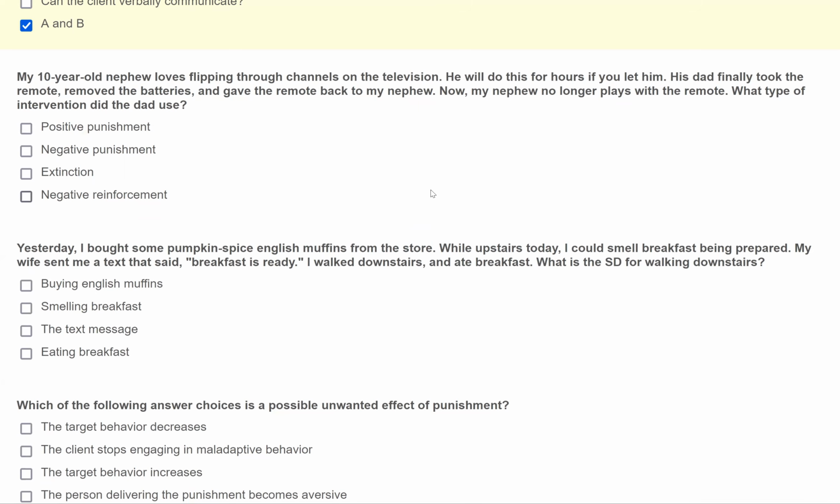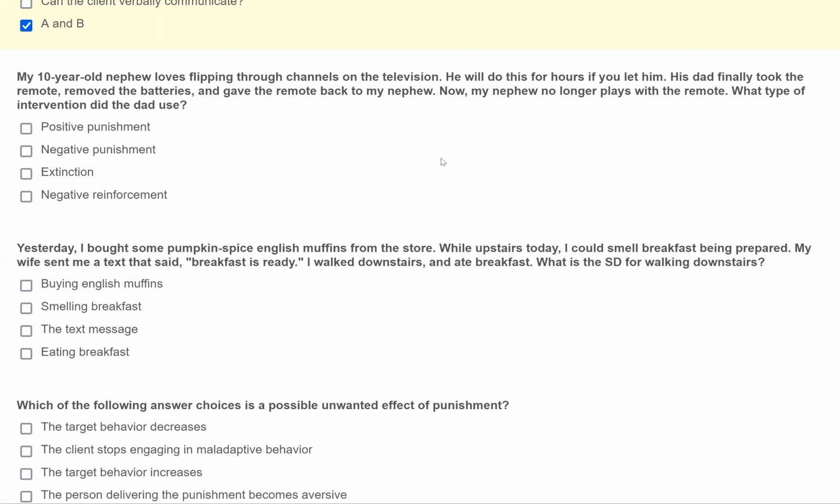A, positive punishment. Positive means what? It means we added something. Did the dad add anything to the scenario? He did not, right? He didn't add any stimuli. He didn't add anything new. So it cannot be a positive intervention.